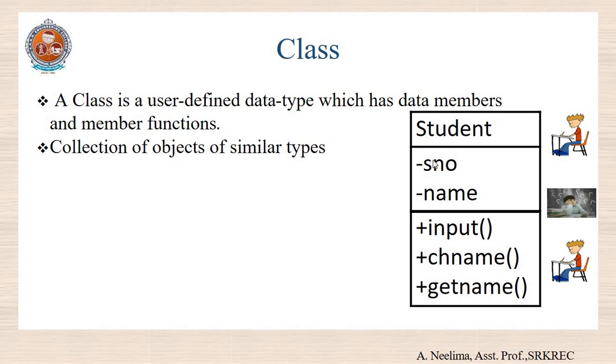So in this example, here student is the class name. In student we have the data members, number, that is the student number, and the student name. So these two are the data members, and here we have the member functions input, change name, and get name. These are the member functions and these are the data members for class student.